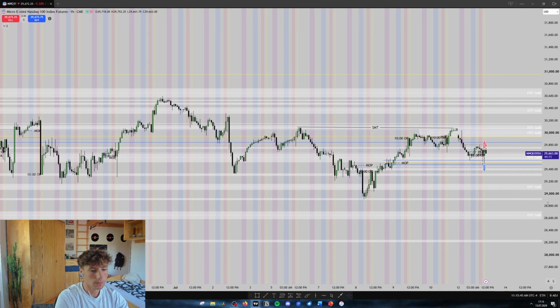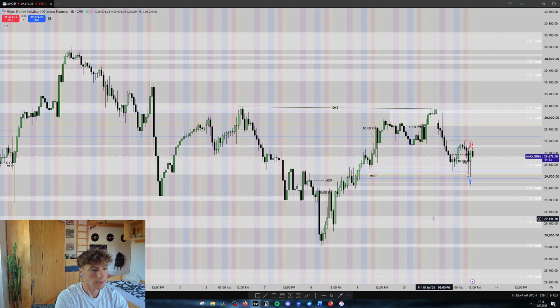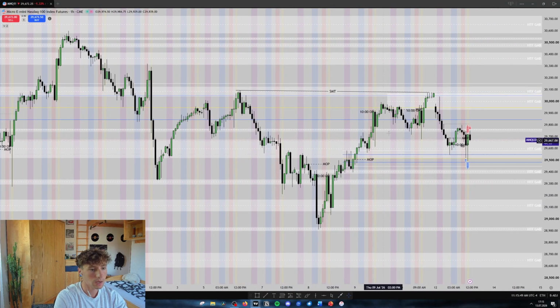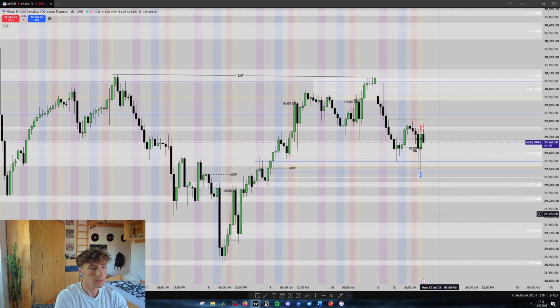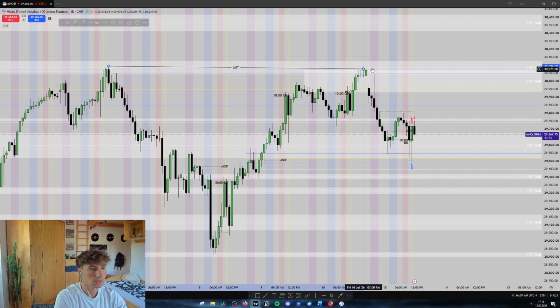With that we can drop to the hourly, and that's really important right here. Market maker buy model being in play, but we have SMT. So this market maker buy model is finished and is already leading towards the downside, indicating bearish conditions. Why? Because we have this bearish SMT with ES, and therefore indicating weakness on NQ.